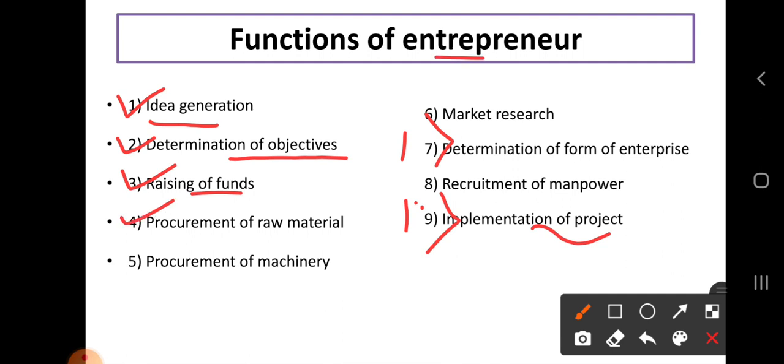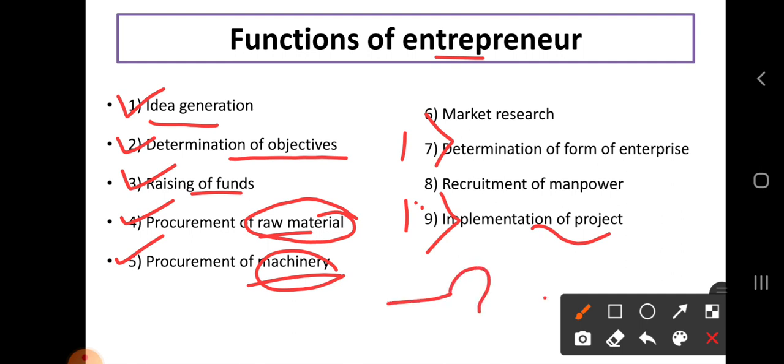Then procurement of raw materials. Now you are going to start one kind of business or enterprise. For that business you need raw materials. So it is your function to procure the raw materials which are required for your business activity. Then procurement of machineries and implements. So different machineries or implements which are required to convert these raw materials into the final finished products. So procurement of different machineries or technology is also a function of entrepreneurs.